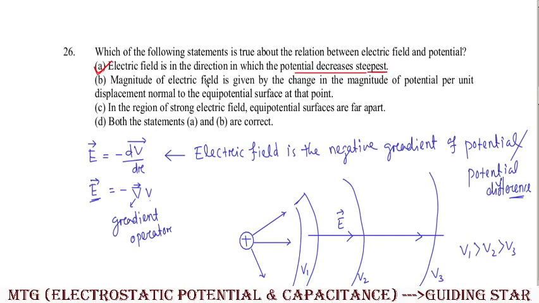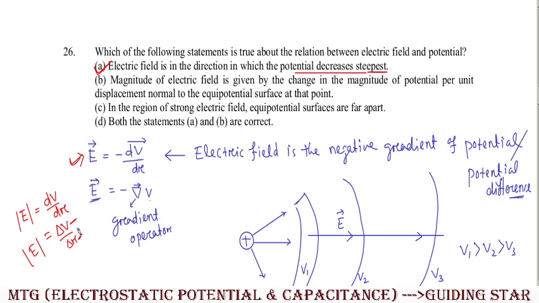Second is, the magnitude of electric field is given by the change in magnitude of potential difference per unit displacement normal to the equipotential surface at that point. This statement is telling about the relation for the magnitude of electric field. If I write down the magnitude of electric field, it will be simply dV by dr, or you can write it as delta V by delta R. The magnitude of electric field is the change in magnitude of potential per unit displacement.